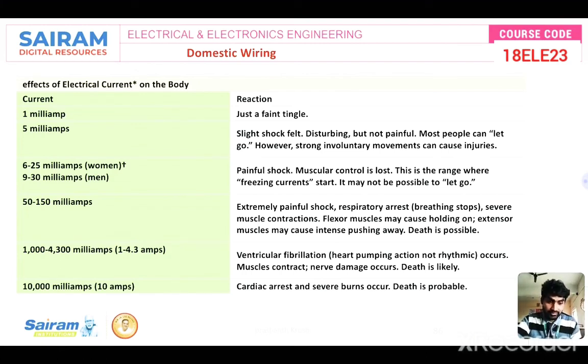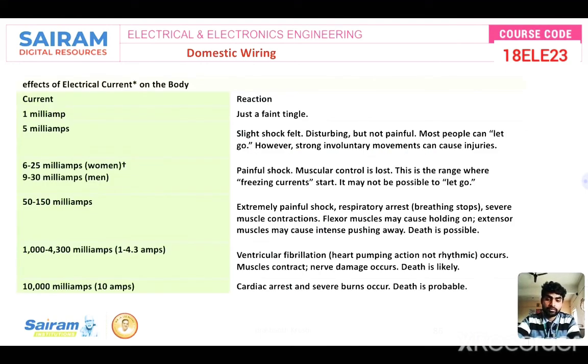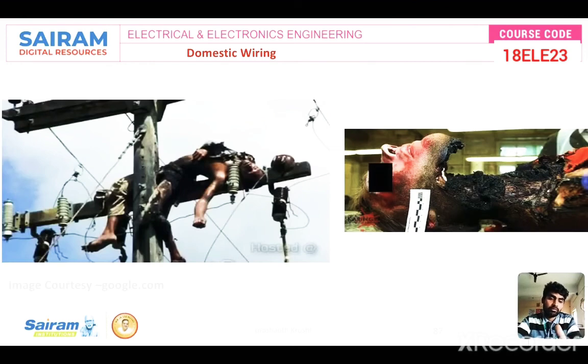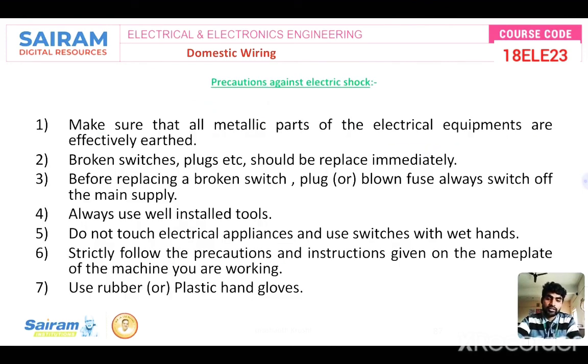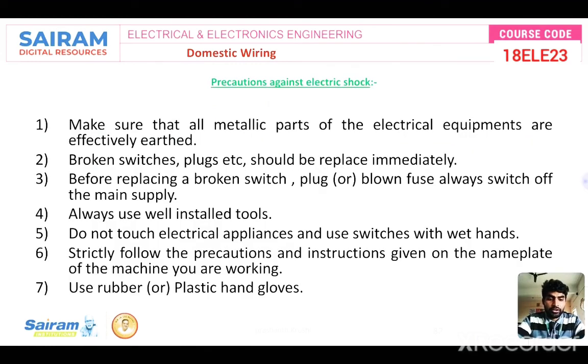I'll show you in the next slide how the shock will appear, how the person gets a shock, and how the body will be damaged, right. So up to 10,000 milliamps, definitely cardiac arrest, burns occur, death is probable. So see here, that's why I have given this diagram, okay. Death is possible. This is the diagram, the person got a shock. This is one, okay.